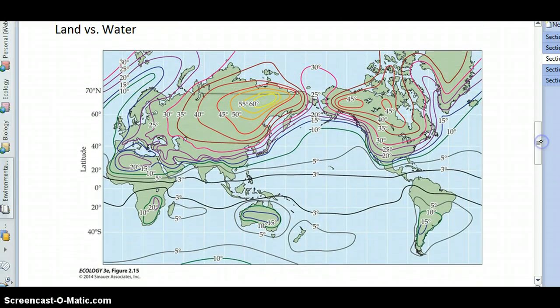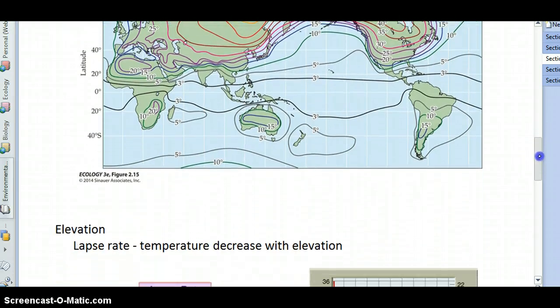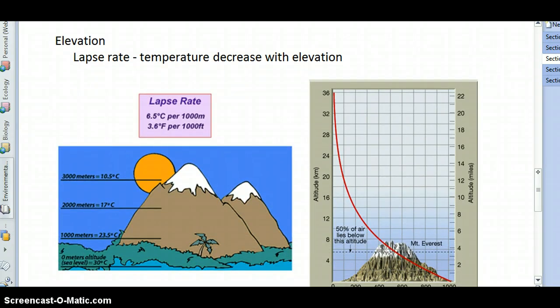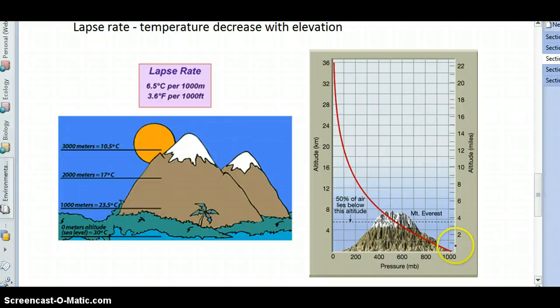So essentially, again, large bodies of water moderate the climate and reduce the variation in temperature that you might see otherwise. So the change that we see with elevation is essentially what's called the lapse rate, and that decrease in temperature with elevation. And what happens is, as you go up in elevation, up higher in the atmosphere, there's less air pressure because the pressure is due to the air above you. And so as you go up, there's less air above you. So that means there's less pressure. There's fewer air molecules pushing down on you.